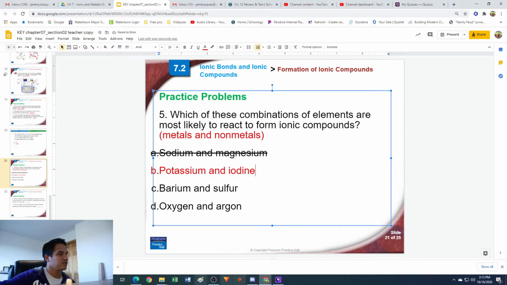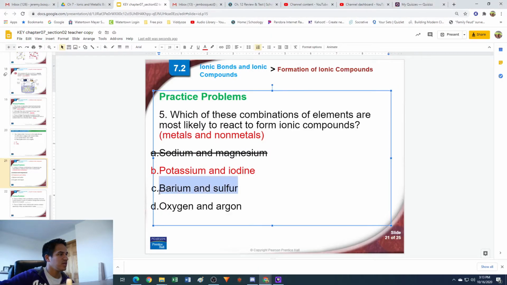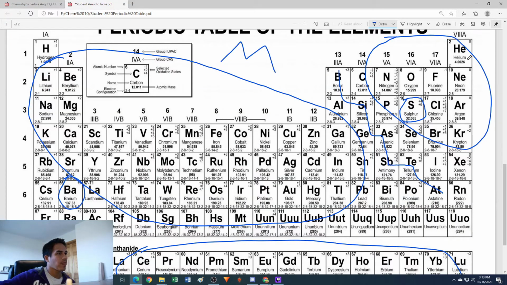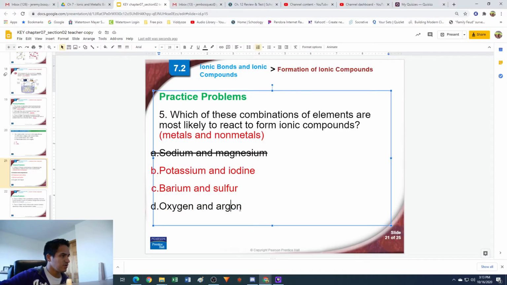Barium and sulfur. All right, so let's go find barium and sulfur. So barium is here, and sulfur is here. So barium is a metal, sulfur is a nonmetal. That would make an ionic compound. So that is a good choice. And then letter D, oxygen and argon. So let's find oxygen, let's find argon. Oxygen is here and argon is here. Both of those are nonmetals, therefore those would not make an ionic compound. Okay, so no to oxygen and argon.